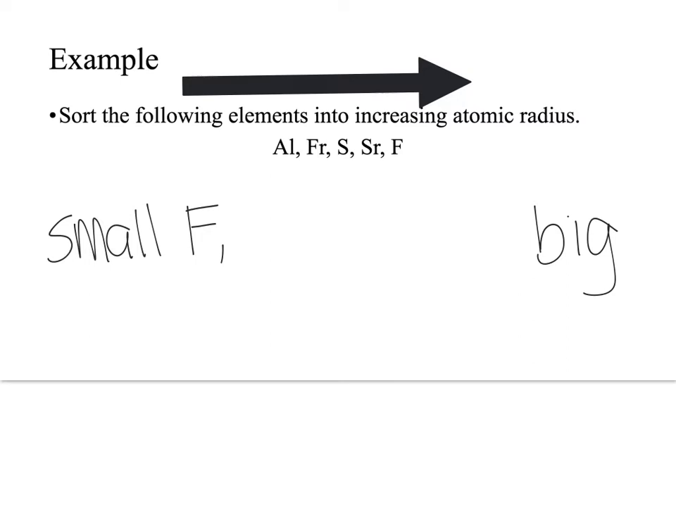All right. Hopefully you've paused the video, or you actually took time to do that. Our next smallest would be sulfur. Next one would be aluminum, strontium, and then francium. That's how atomic radius goes. Because remember, it's small at the top right and gets bigger as we go down to the bottom left. So we just put these in order of which one's closest to the top right and then to what's closest to the bottom left. That's atomic radius.